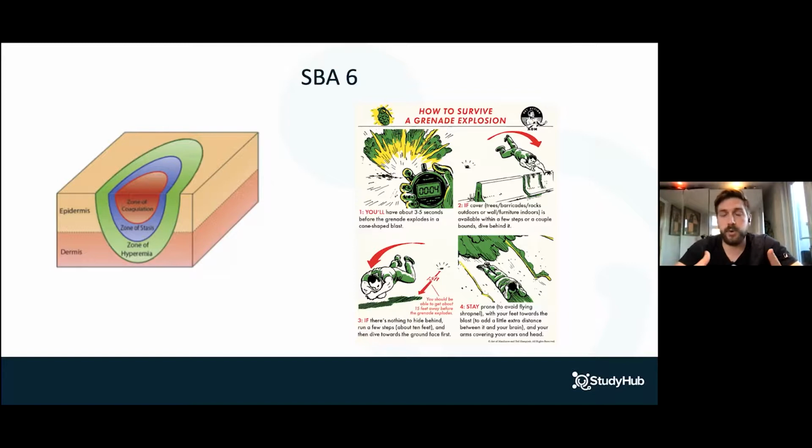So really the point of that, and the way that helps me to understand, is that the zone of stasis is really where you're aiming your burns management and your initial burns management, your fluid resuscitation. That's the area that you're hoping to try and save.